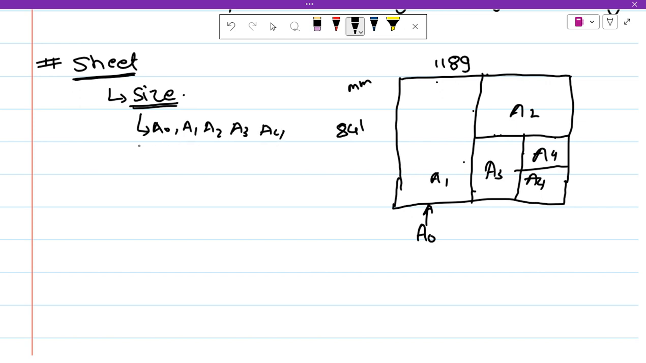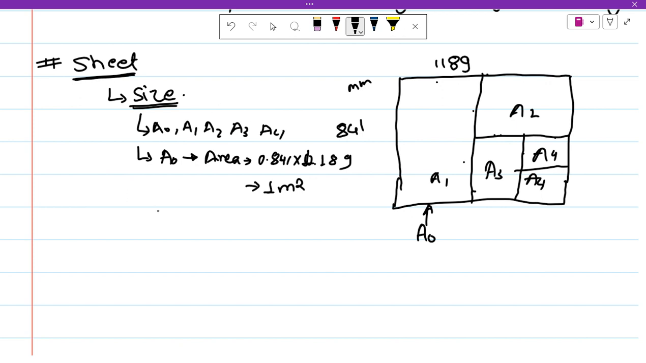Okay, let's talk about A0. Standard size, when we multiply 0.841 times 1.189, it yields 1 meter square area. So A0 is a standard sheet of paper having 1 meter square area, but not a side length of 1 meter. It has side lengths of 841 by 1189 mm.